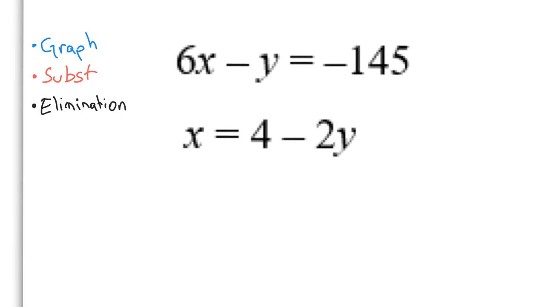Let's look at the first one here. Notice that we have, in the bottom equation, x equals 4 minus 2y, and the variable x is by itself. When you have a system with a variable by itself, it doesn't matter if it's the x or the y, it is best to use the substitution method. So I would use substitution for this system.